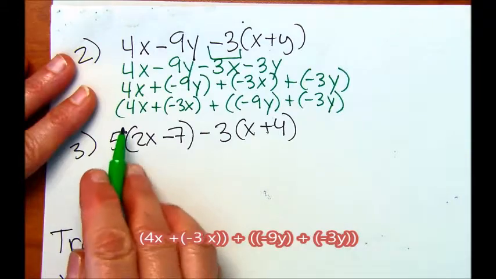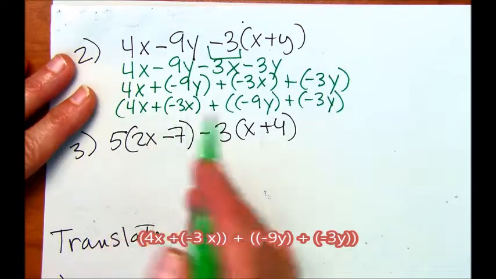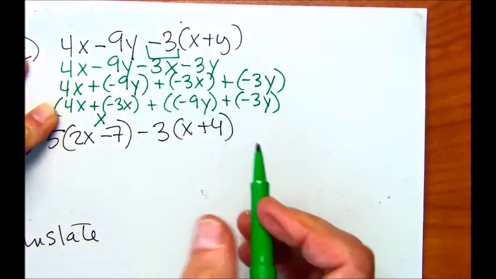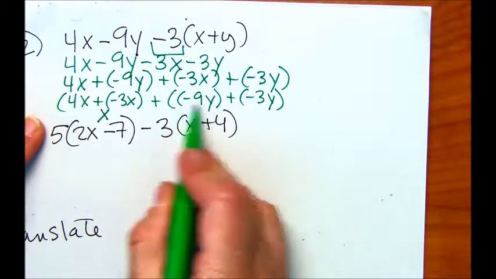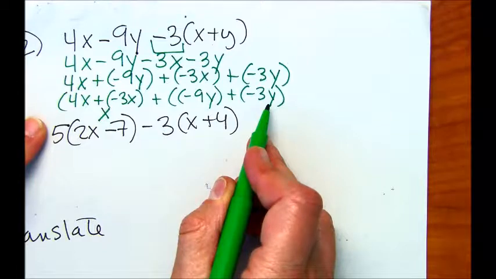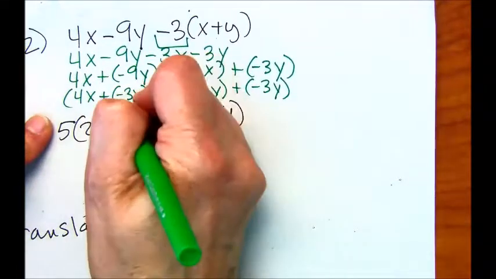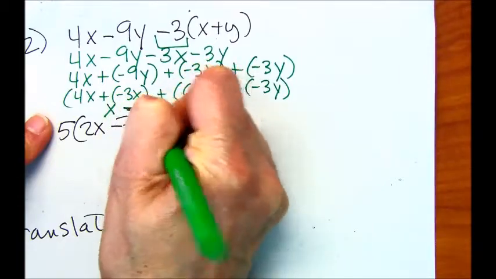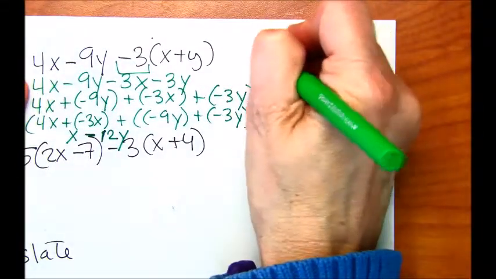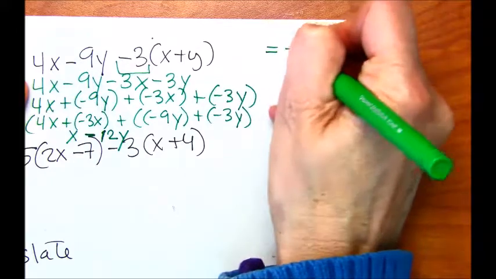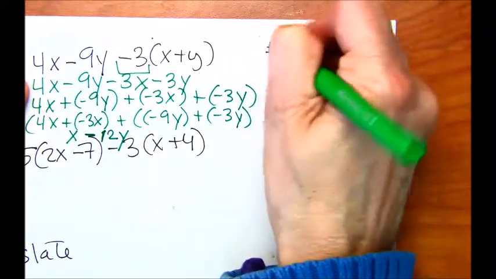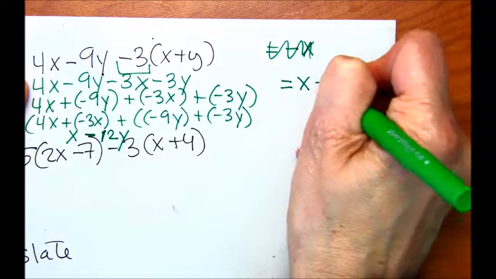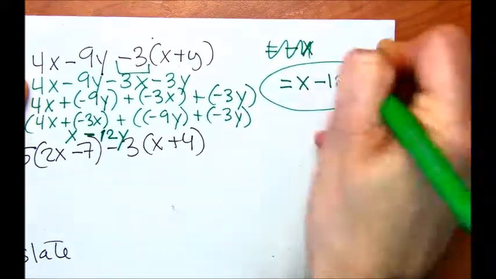Okay, so 4 take away 3, that's going to leave me x. I'll put it here. And then negative 9 plus negative 3, that's going to be negative 12y. I'll write it here. Sorry about that, x minus 12y.